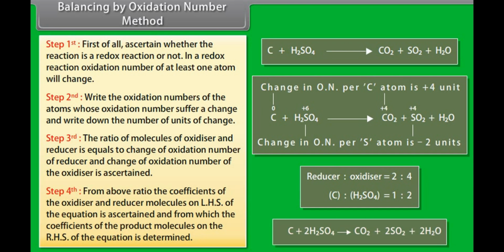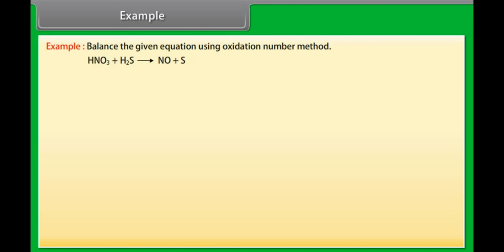Step fourth. From the above ratio, the coefficient of the oxidizer and reducer molecules on LHS of the equation is ascertained and from which the coefficient of the product molecules on the RHS of the equation is determined. Example. Let us take an example of balancing the equations. Balance the given equation using oxidation number method.